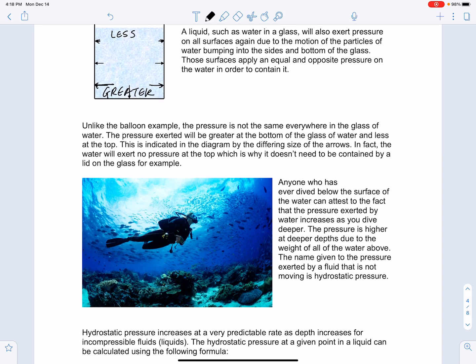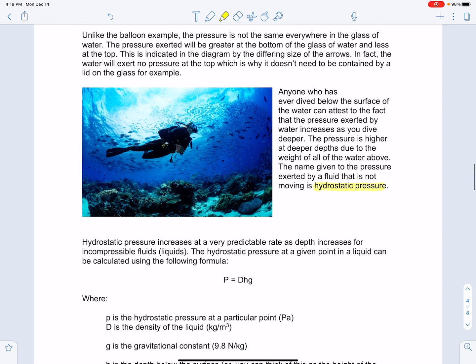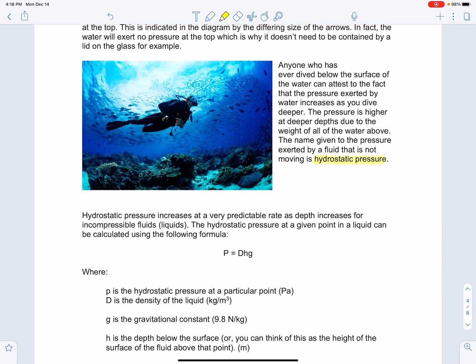Anyone who has ever dived below the surface of the water can attest to the fact that the pressure exerted by water increases as you dive deeper. The pressure is higher at deeper depths because of the weight of all the water above it. The name given to the pressure exerted by a fluid that is not moving is called hydrostatic pressure. Hydrostatic pressure increases at a very predictable rate as depth increases for incompressible fluids or liquids.